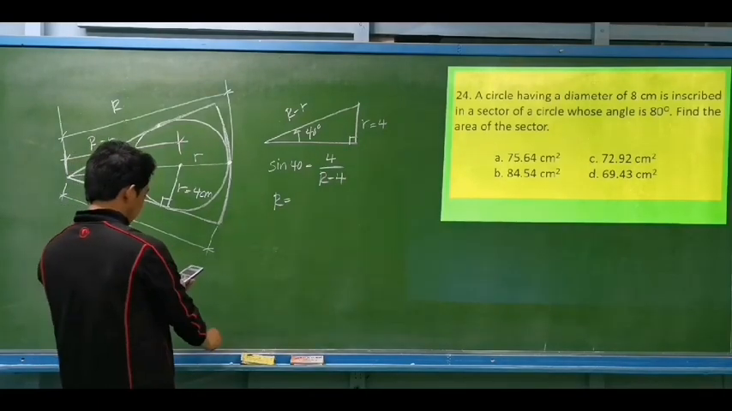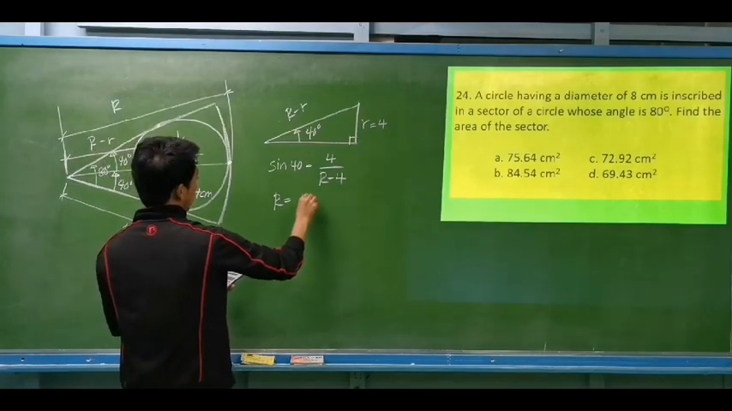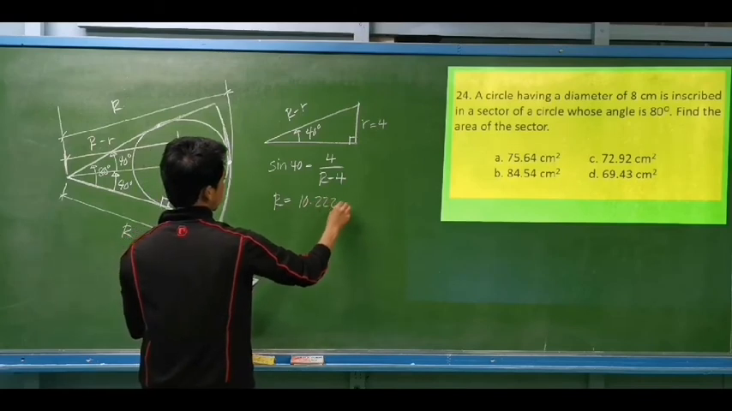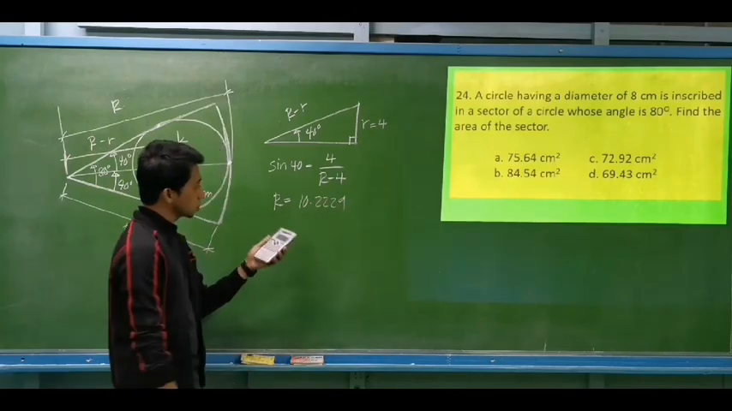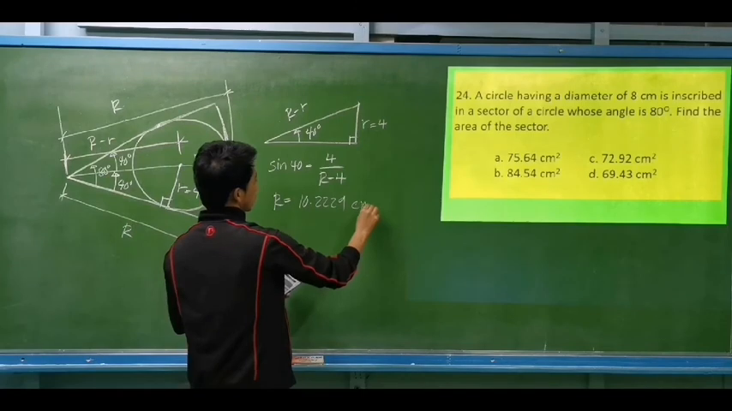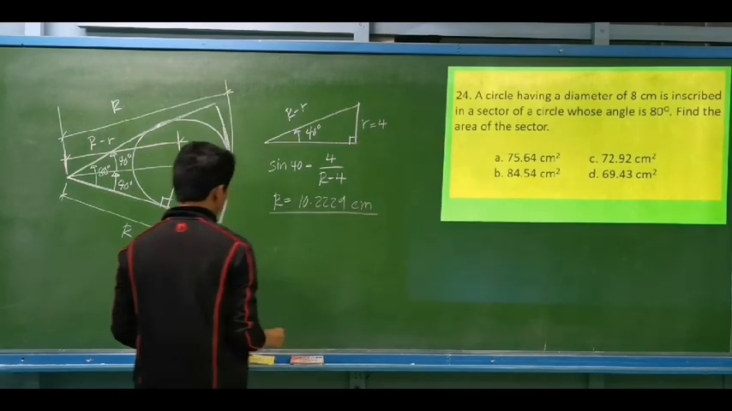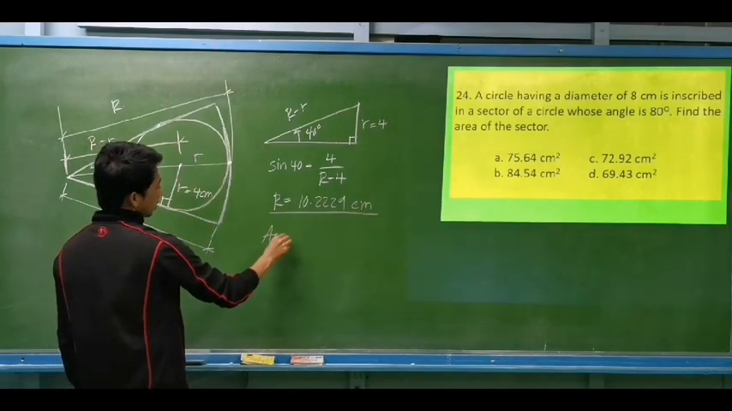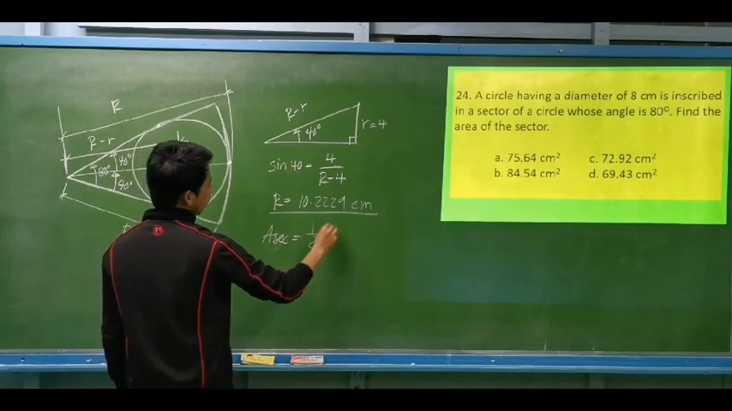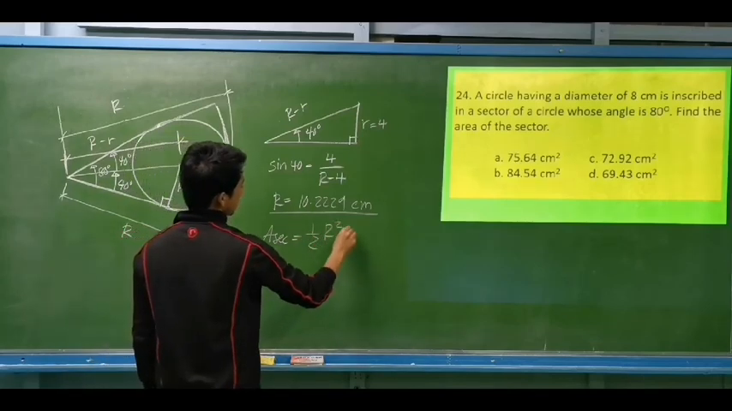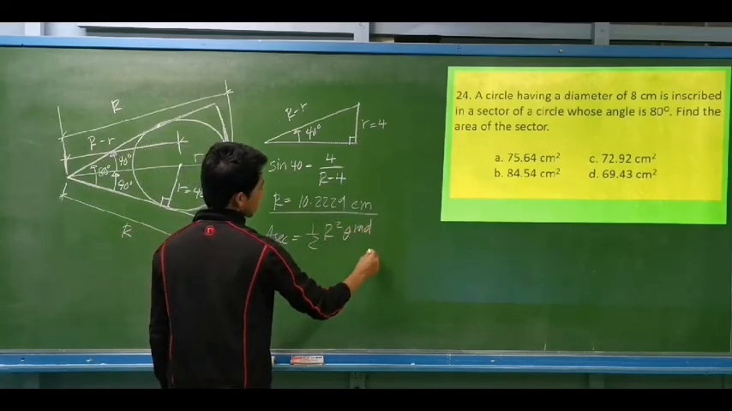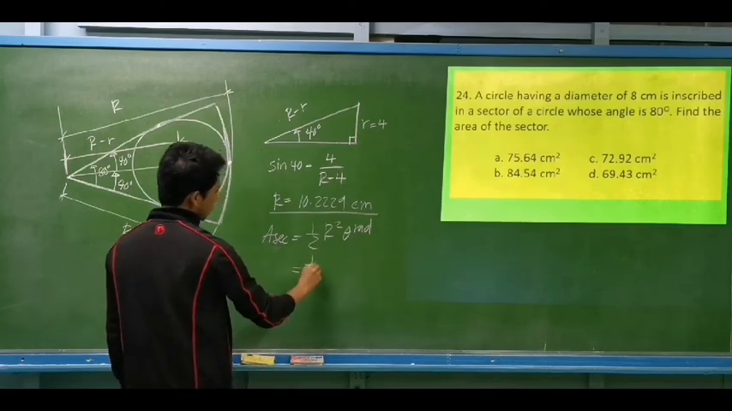So this is equal to 10.2229. Again, we use the stored value, in centimeters. How do we get the area of a sector? The area of a sector is equal to 1/2 the radius squared, times theta in radians. So we have now 1/2.